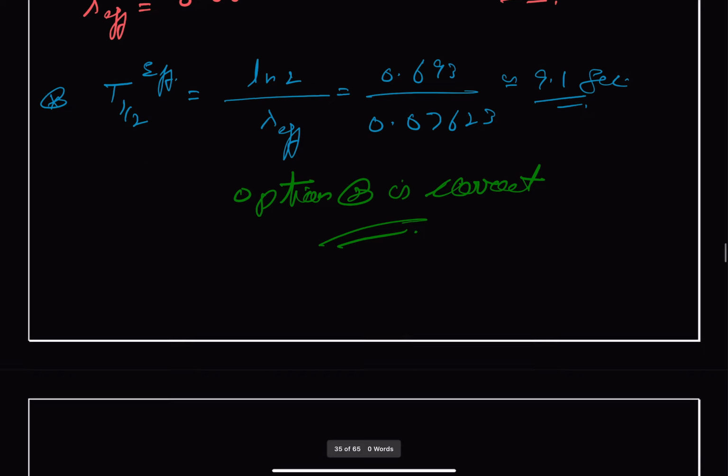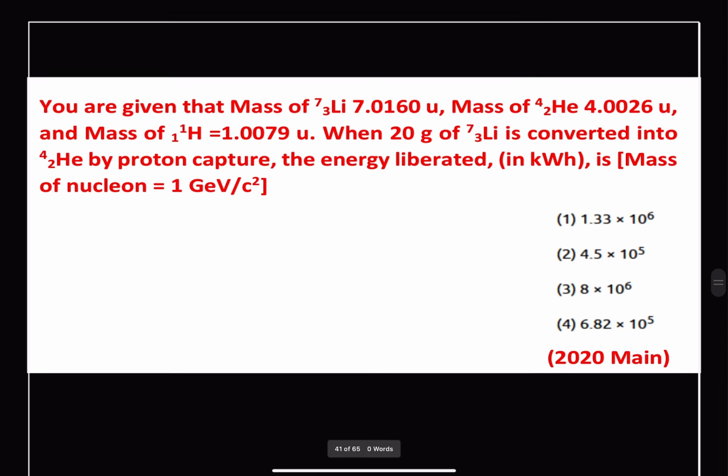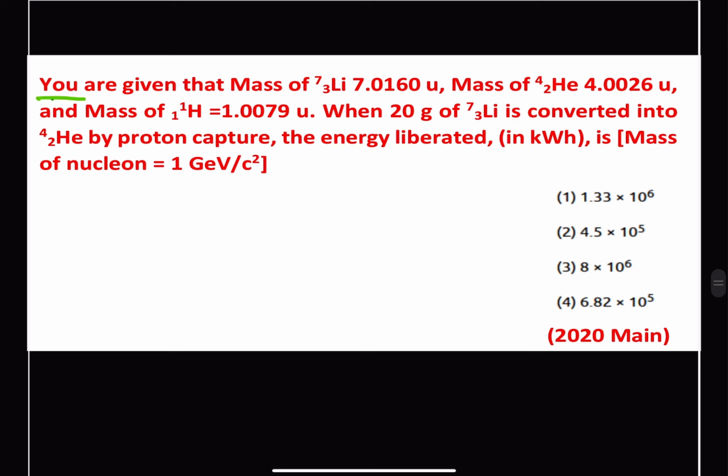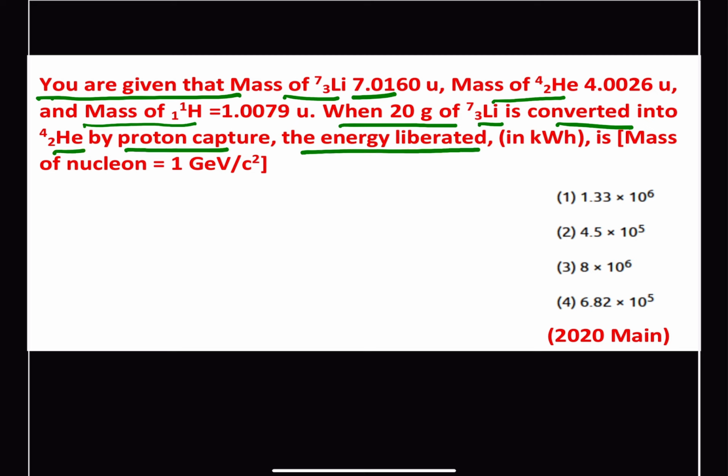Next question. It states that you are given the mass of lithium as 7.0160, the mass of helium and the mass of hydrogen. When 20 grams of lithium is converted into helium by proton capture, the energy liberated is. Okay, so in this case, we have to find out the energy liberated, and for that we are going to use mass defect, and from there we can easily find out the energy.